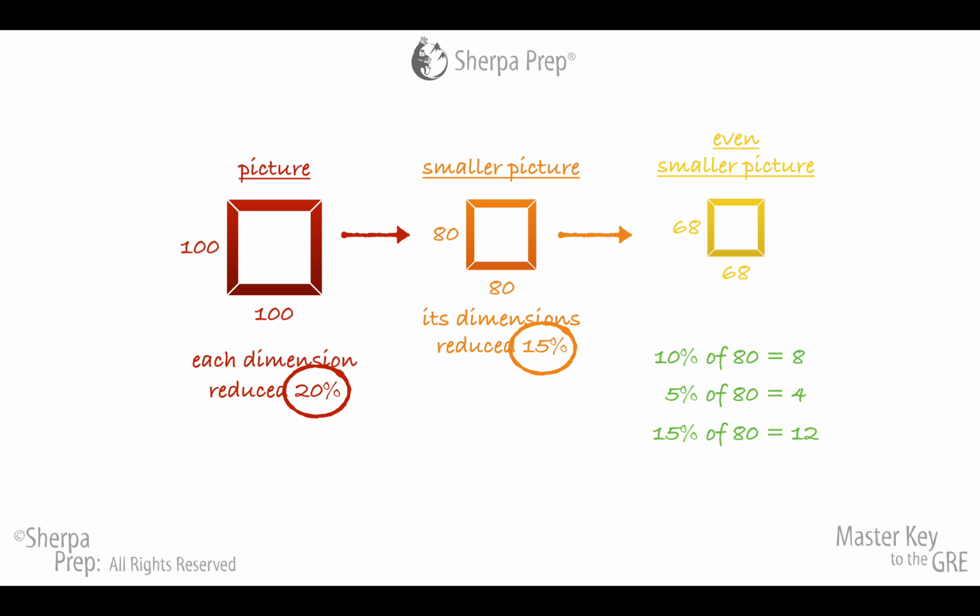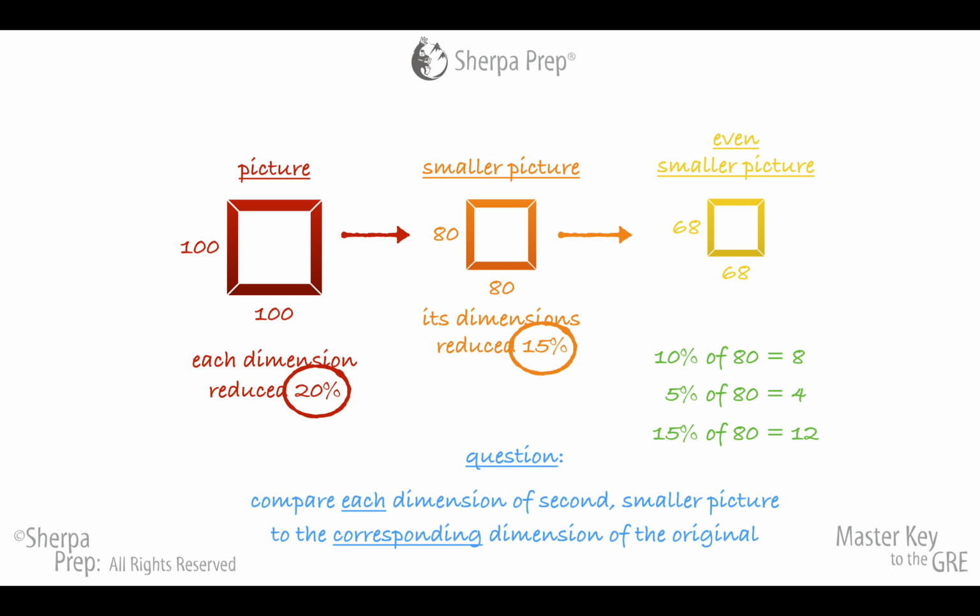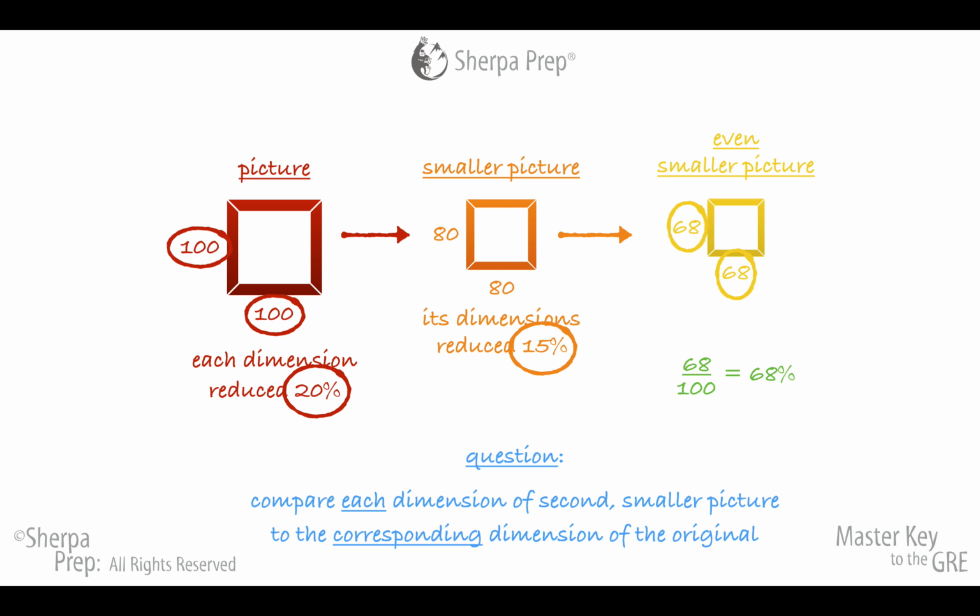Now, the question here is to compare each dimension of this new second smaller version to the corresponding dimension of the original picture. Well, as we saw, the dimensions of this new second smaller picture were 68 by 68, and the dimensions of the original picture were 100 by 100. In other words, each dimension of this new second smaller picture is 68% of the original, because when we compare 68 to 100, that's 68 over 100, which is 68%. And there you go, that's the reason here that 68% is the correct answer.